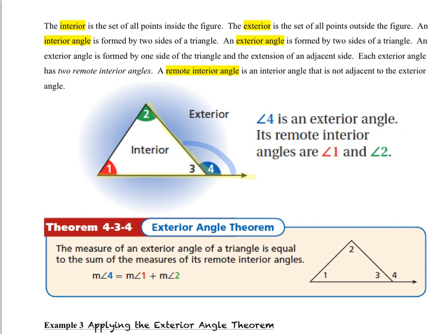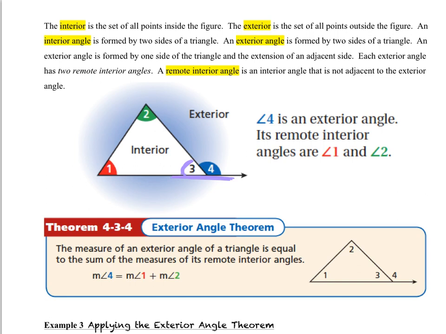Now, the diagram shows that the remote interior angles are called angles 1 and 2. So I want you to think of it this way. When we've got a triangle, if we extend one of the segments that makes up the triangle, then we create an exterior angle. If you think about this, we've got an angle inside the triangle that will form a linear pair with the exterior angle. So these two right here form a linear pair.